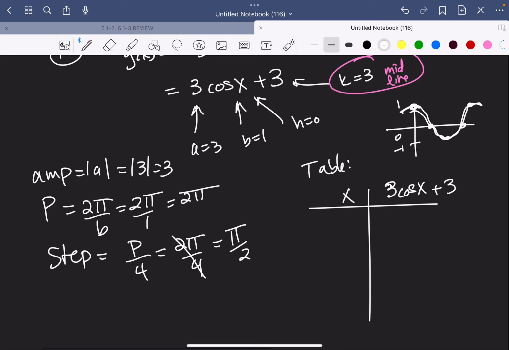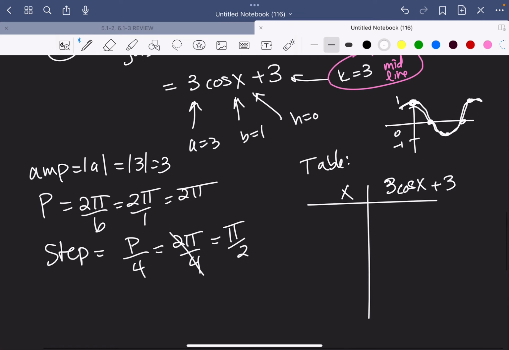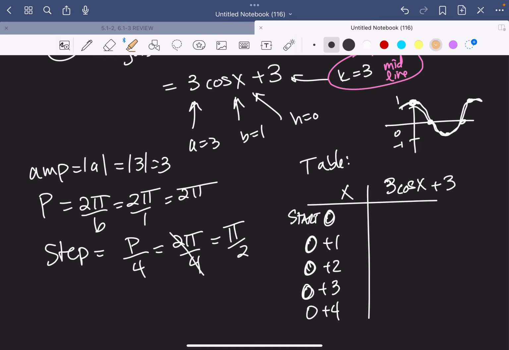Okay. So we know we haven't shifted left or right, so we're going to start off at 0. And that's our starting point. So our starting point is 0. And then we're going to have 0 plus 1 step, 0 plus 2 steps, 0 plus 3 steps, and 0 plus 4 steps. But how big is each step?